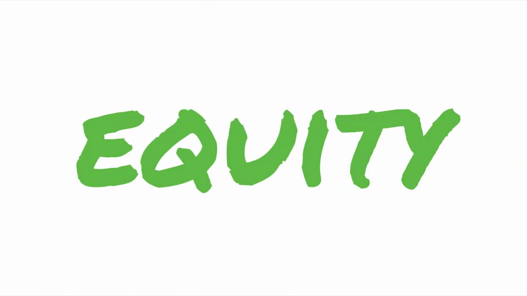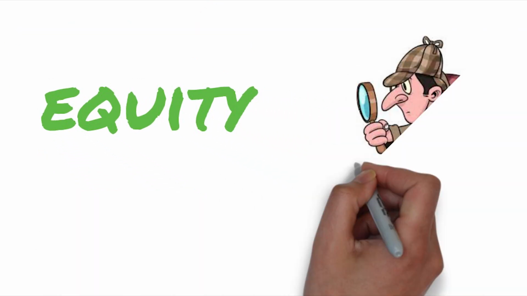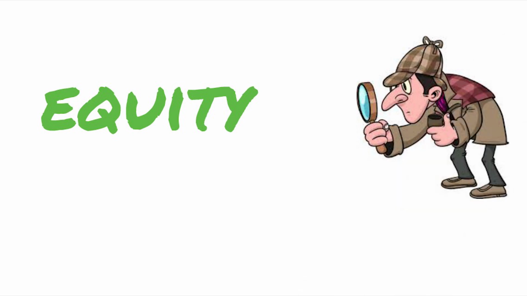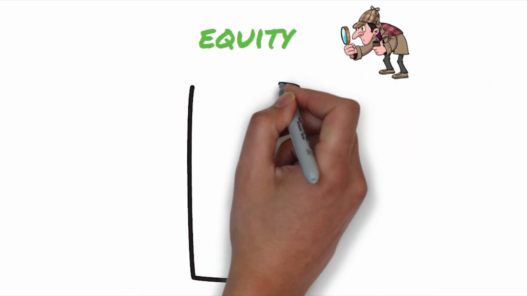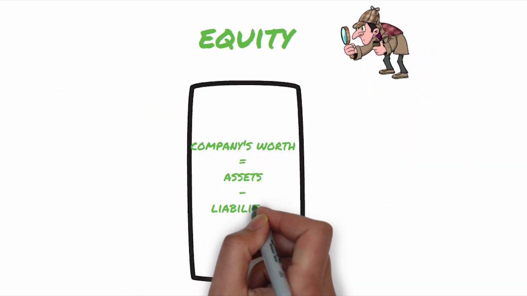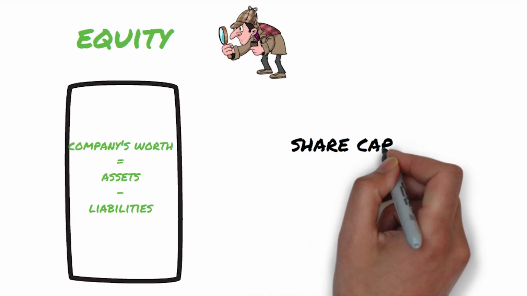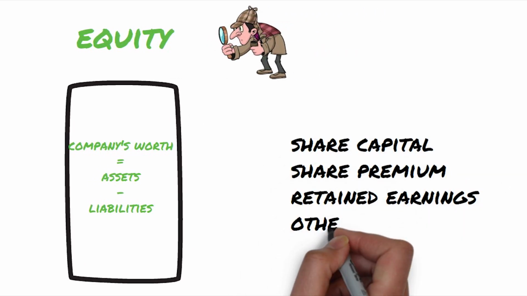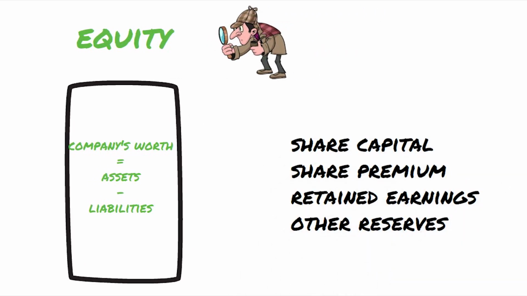The final section of the balance sheet brings us to the shareholder equity. This is the amount of money that would be returned to shareholders if all assets were liquidated and all the company's debt was paid off. Equity consists of share capital, share premium, retained earnings, and other reserves.